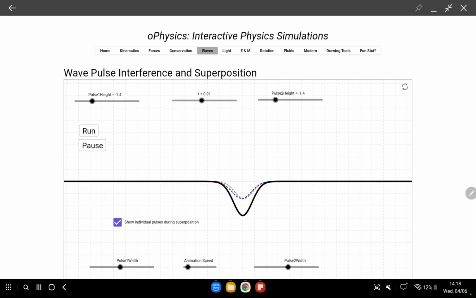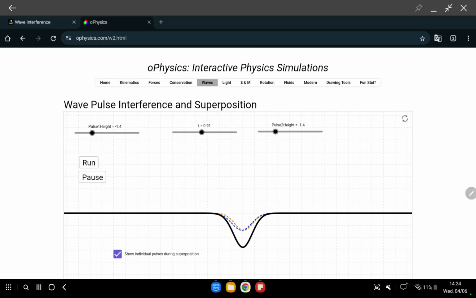So when trough and trough overlap also, what is it going to give you? You can see that here, even when trough and trough are coinciding, the amplitude is increasing in the negative, right? I'm going to pause it now again. Yes. So what happens is this is also constructive.